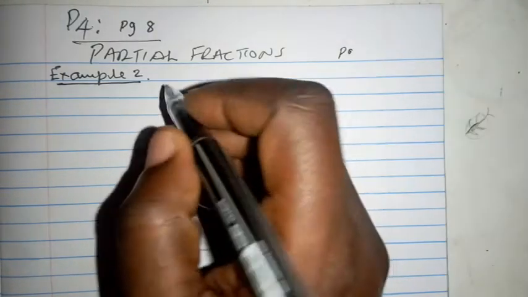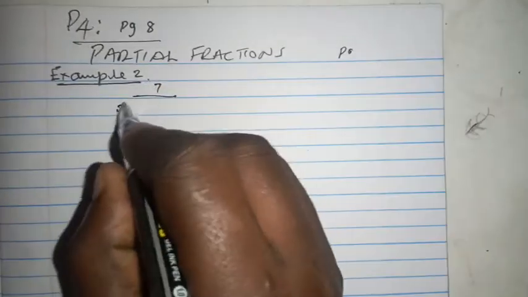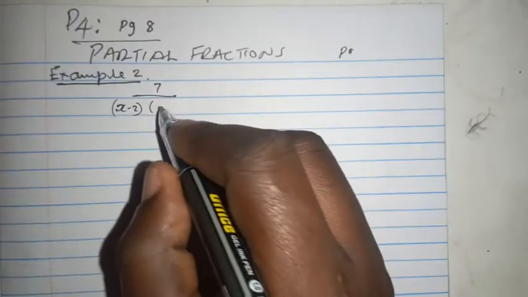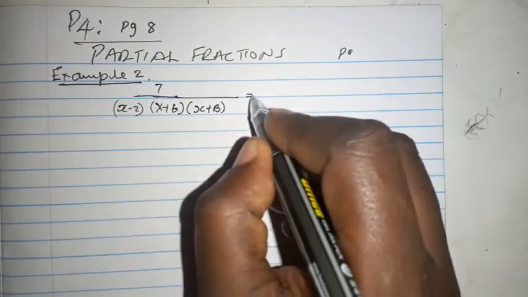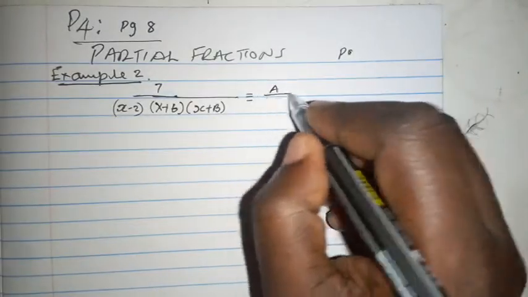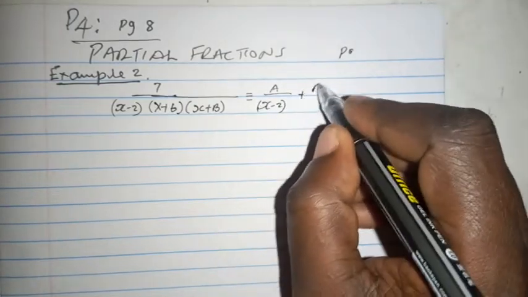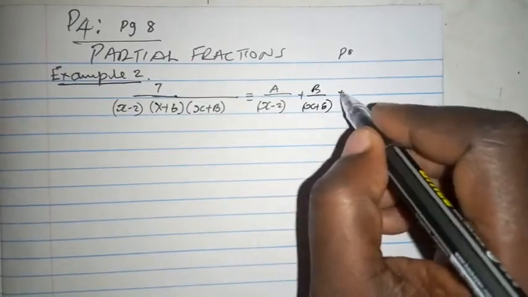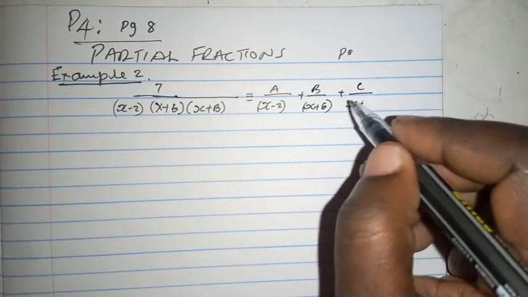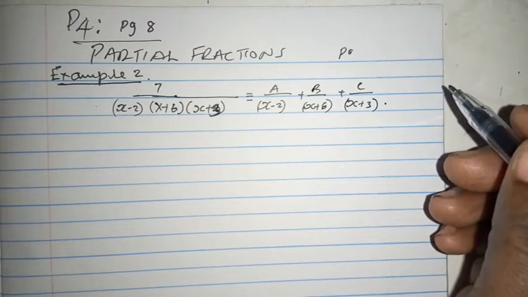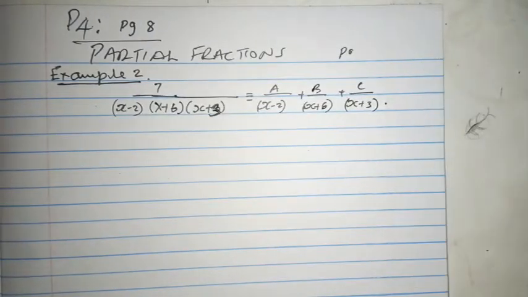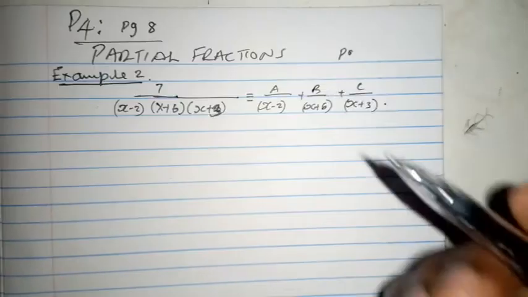For example, if you have 7 all over (x minus 2)(x plus 6)(x plus 3), you can always write it in the form a over the first divisor, x minus 2, plus b over the second divisor, x plus 6, plus c over the third divisor, which is x plus 3, not b, x plus 3, where a, b, and c are constants to be found. You can either use substitution or the comparing coefficients approach to get the values of a, b, and c.